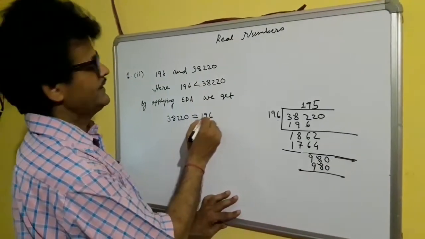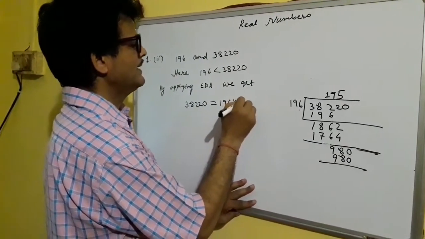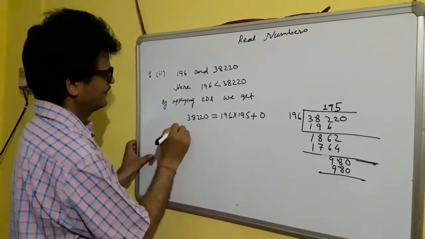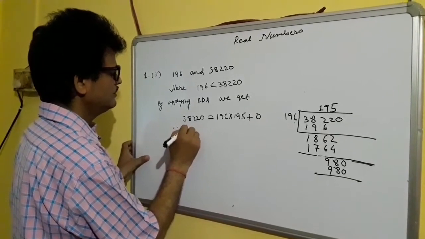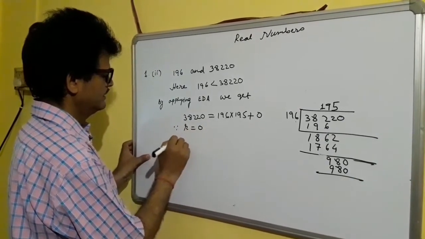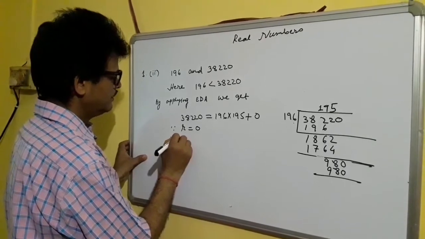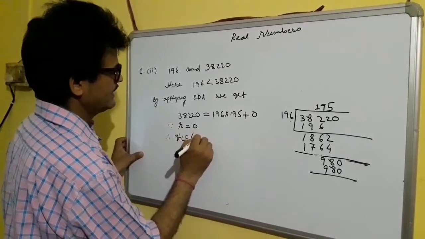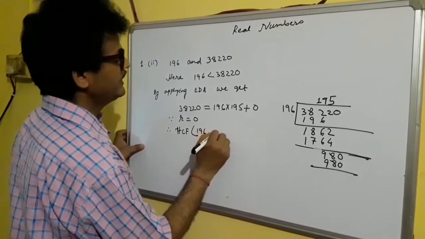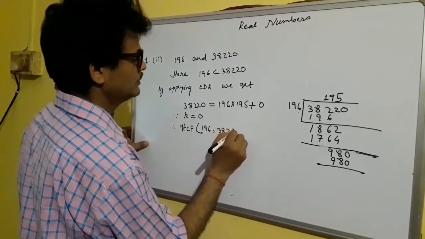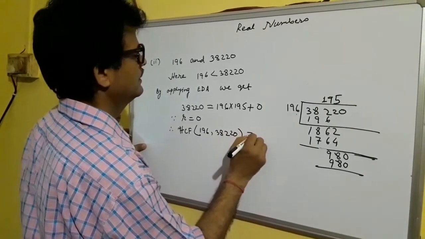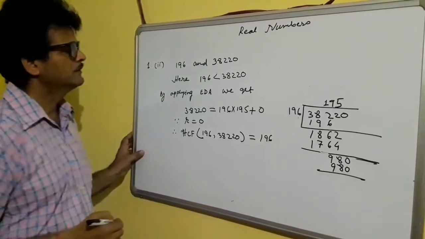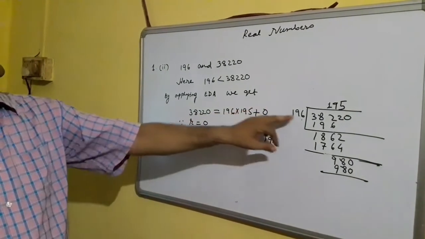So 196 into 195 and the remainder 0. Since r is equal to 0, therefore we can directly write the HCF. HCF of 196 and 38220 is equal to 196. So this is the divisor, so this is the HCF here.